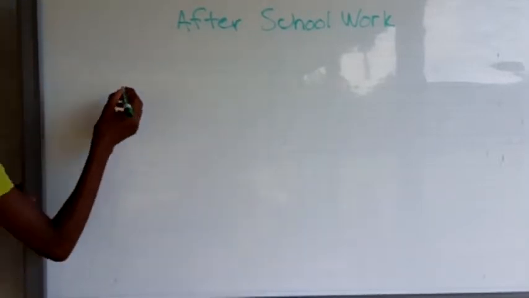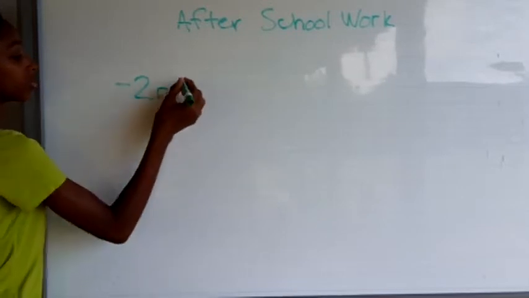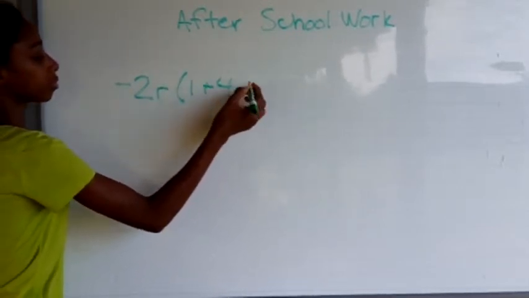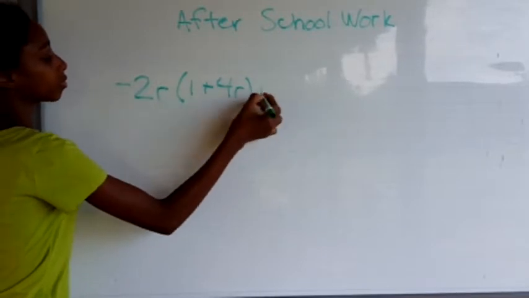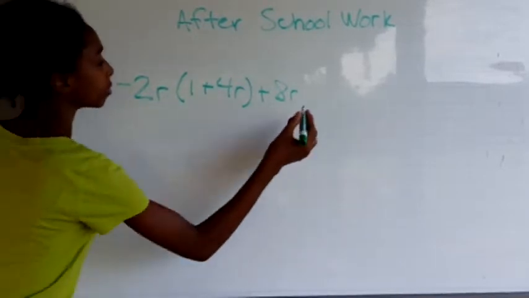Negative 2r times 1 plus 4r, close parentheses, plus 8r times negative r plus 4.